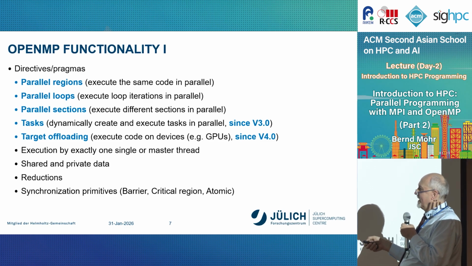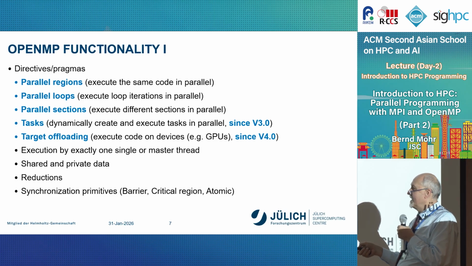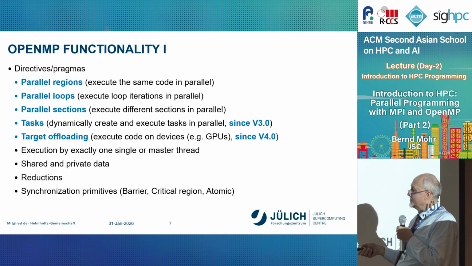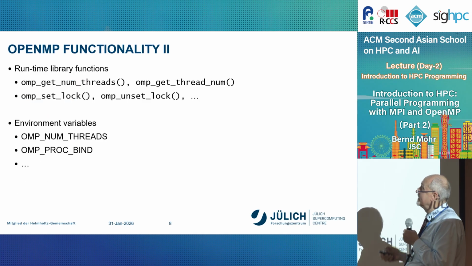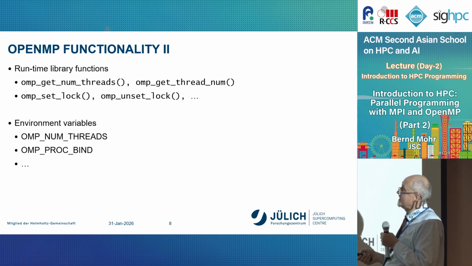And when you need something to say that only one process is doing it, you need something to say what is shared and what is private. You need reductions and also synchronization, like barriers. Okay, and then there are some functions also.